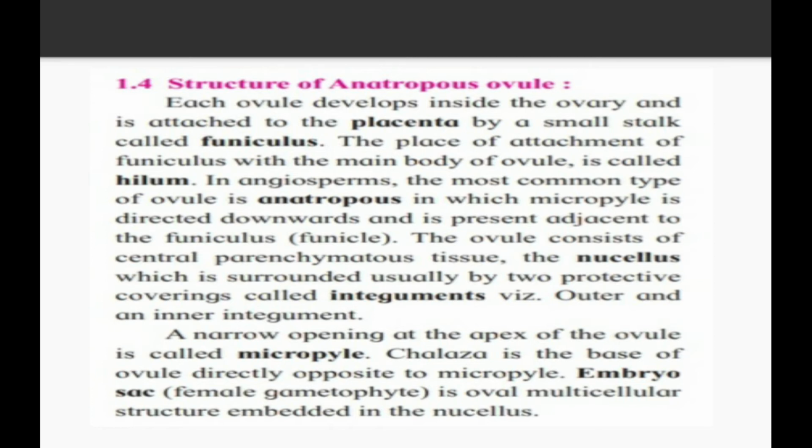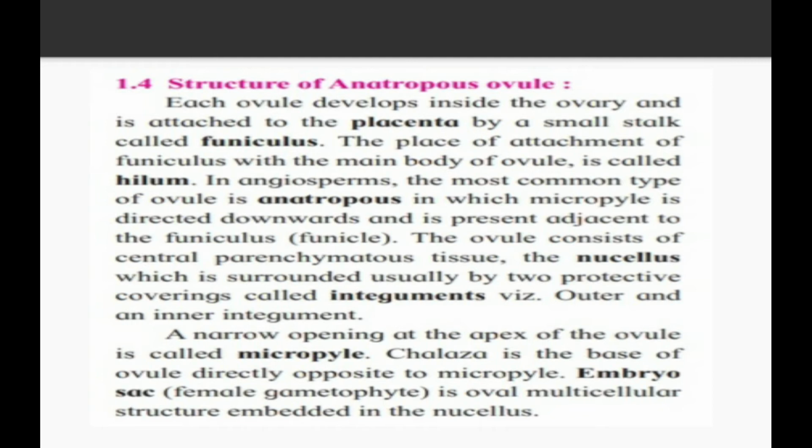Why is the anatropous ovule very famous? Because it is in a downward-directed position. Whatever opening is present, that micropylar end is directed towards the downward direction. The ovule consists of central parenchymatous tissue, the nucellus, which is usually surrounded by two protective coverings called integuments, that is outer and inner integuments. Integuments are nothing but the coverings. There are two coverings for the protection of our nucellus.